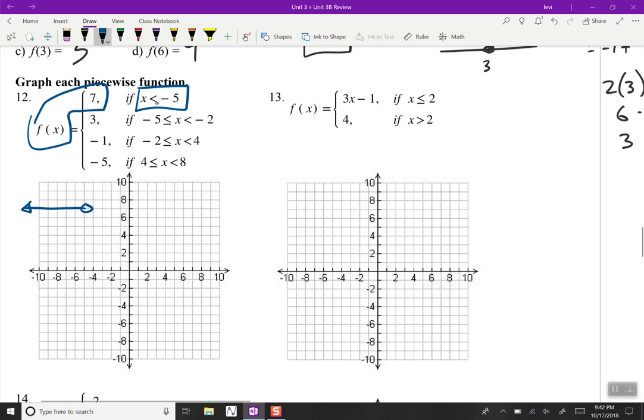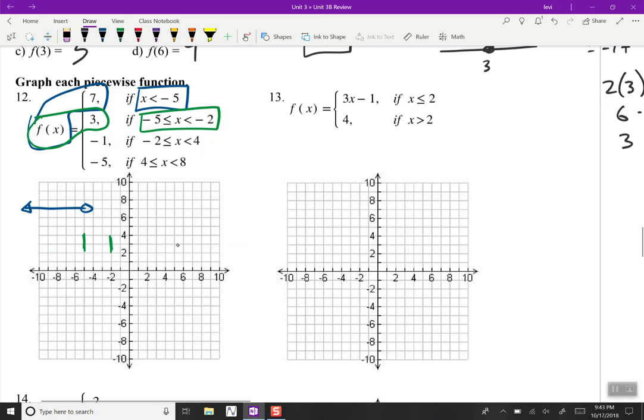Because we don't have the equal sign, that's why I used an open circle here. Our next one is talking about f of x equaling 3. So that would be a graph that looks like this, right? Except here we just want x values between -5 and -2. So from here to here is all we want of that graph.